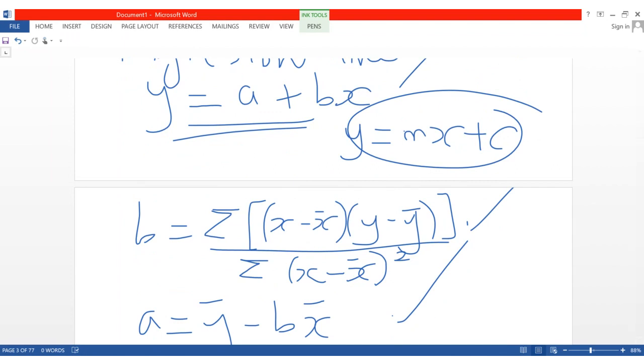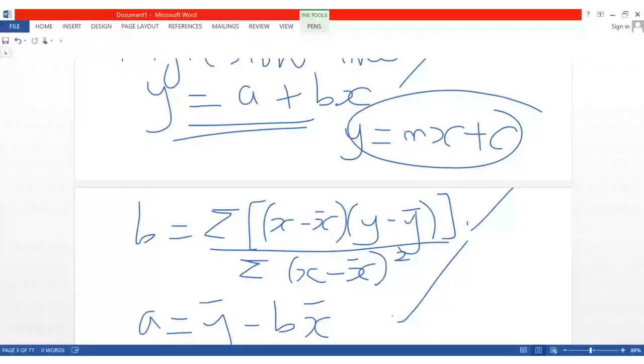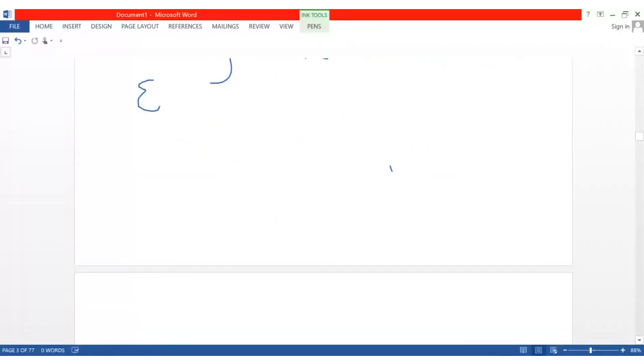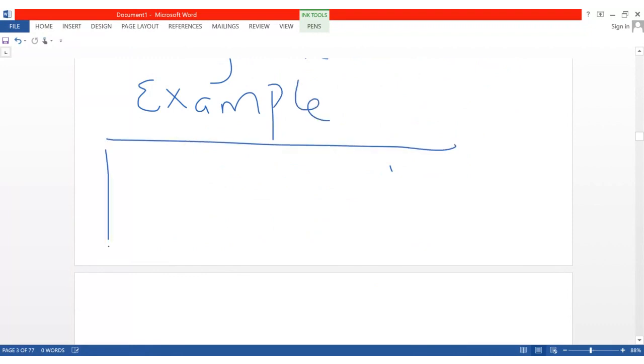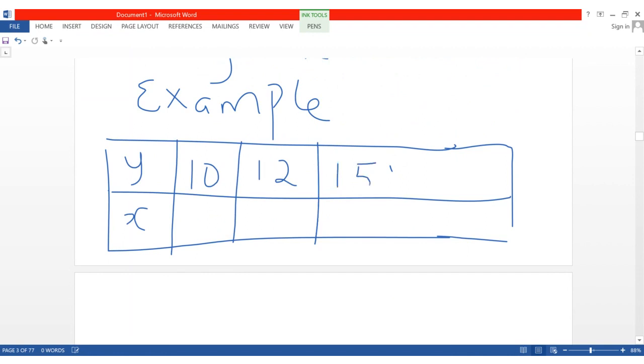So we shall be able to predict a value, and I'll show you how we shall predict. We do an example, and then you'll tell me if you have been able to understand. So let's do an example to demonstrate this. So you can be given these quantities, and you're told to get the regression line for these ones. So you have y, you have x, you have, let's say, 10, you have 12, you have 15, you have 13.